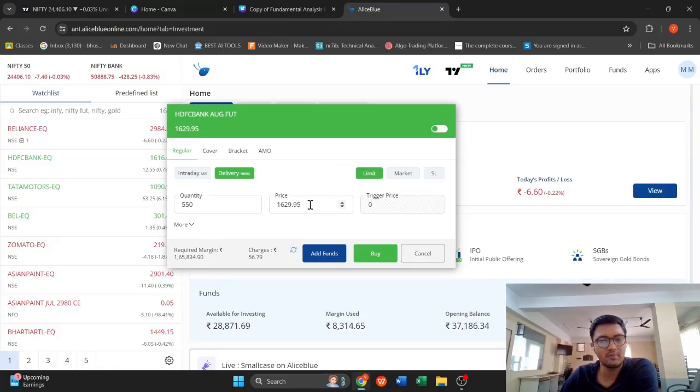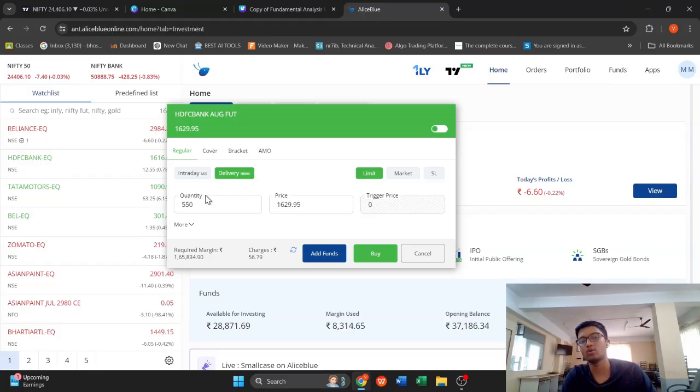And you can set your limit price or the market price. You can just go ahead and click on market price and enter into a particular contract, or you can limit your price at the particular share. So what this trade means is that I will be requiring 1,65,000 rupees in order to trade 550 quantities of HDFC Bank.